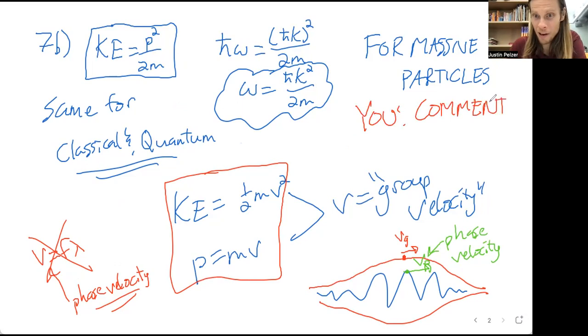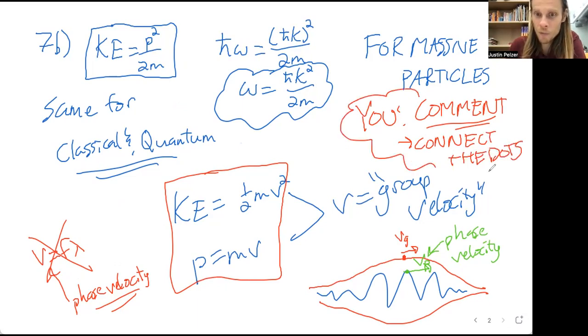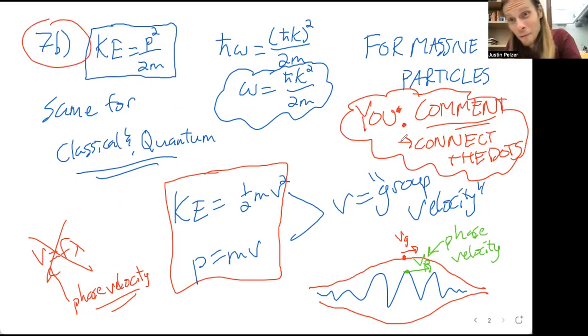What do you think about it? What does it make you think of, right? Comment, connect it, connect, right? Connect the dots, make sense of it, right? So your job for 7b is to make sense of this in whatever way you can.